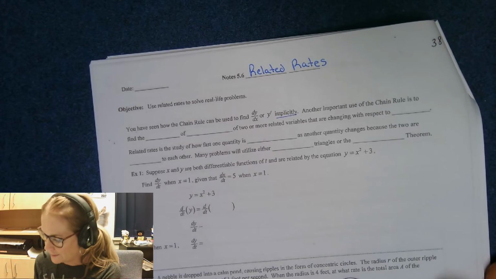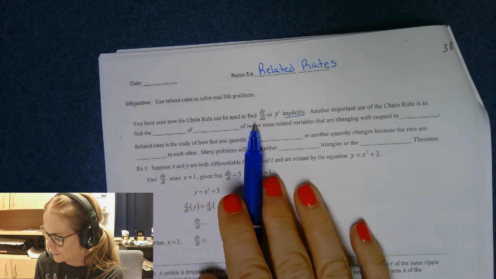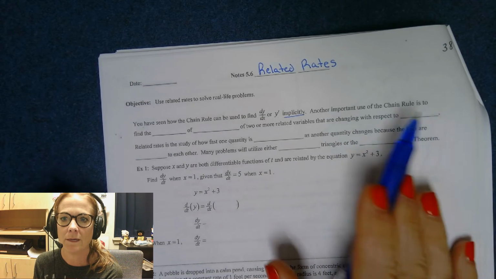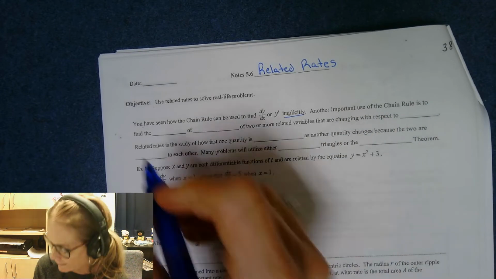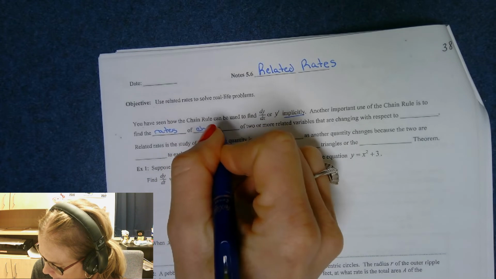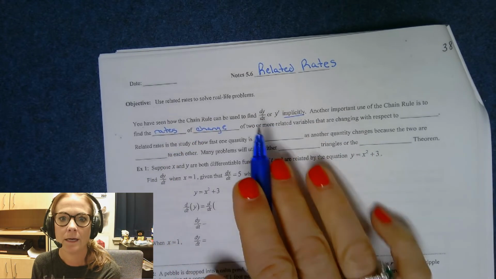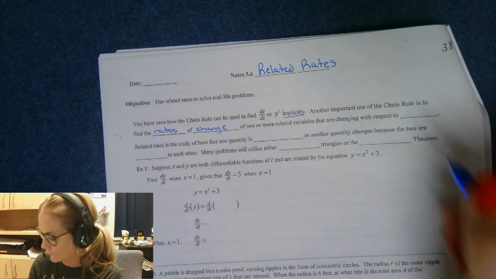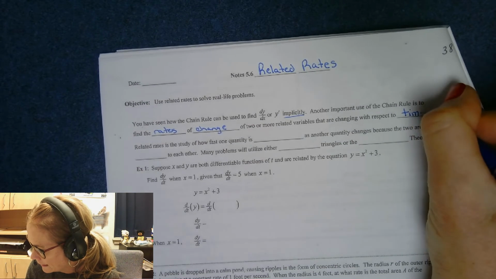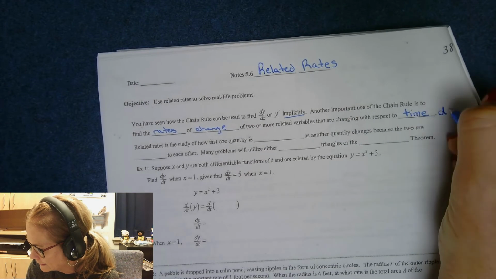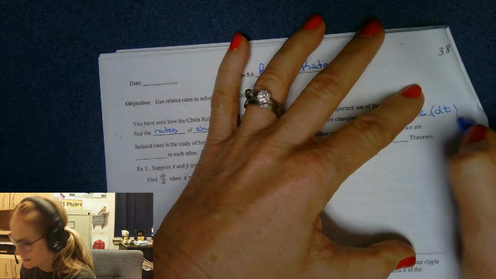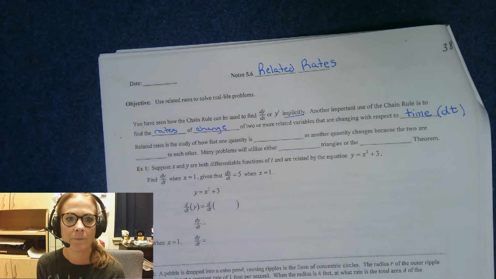Okay, so you've seen how the chain rule can be used to find dy dx or y prime implicitly. Another important use of the chain rule, or really implicit differentiation, is to find the rates of change. So how does one rate change as another one is changing, of 2 or more related variables that are changing with respect to time? So there's a big difference. In the differentials before, we were just doing dy dx. But now we're going to be doing dt. We're going to be differentiating with respect to time, so dt here.